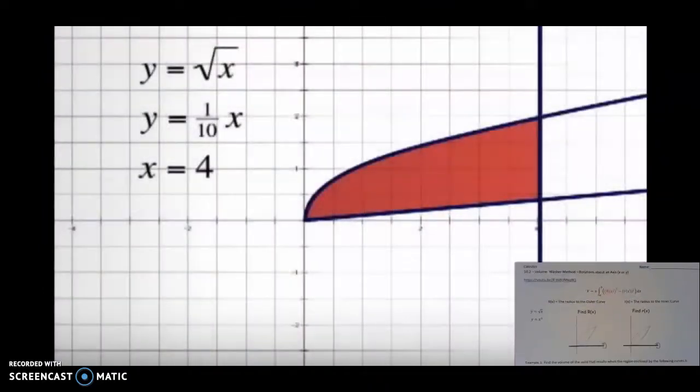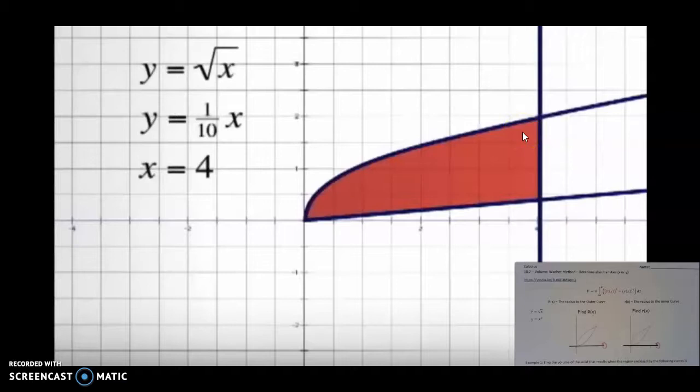Alright, so what you see here, and this is on the YouTube video, we have three things being graphed. So first you're going to see that we have the square root of x graphed, which is this curve right here. Then we have 1/10 x that's graphed, which is this linear function. And then it's going to be bounded by this line x equals 4, which is this vertical line x equals 4.